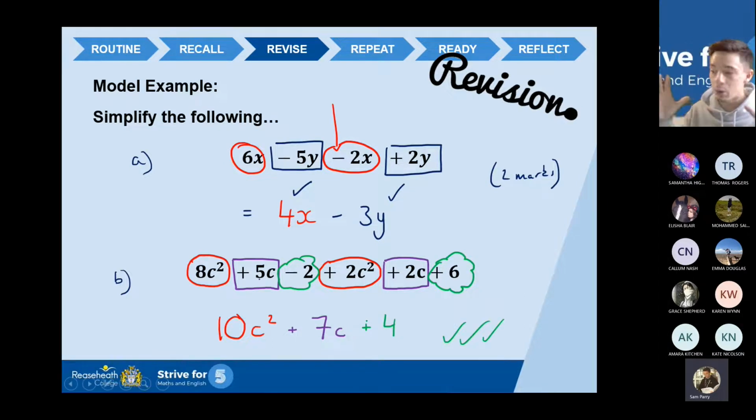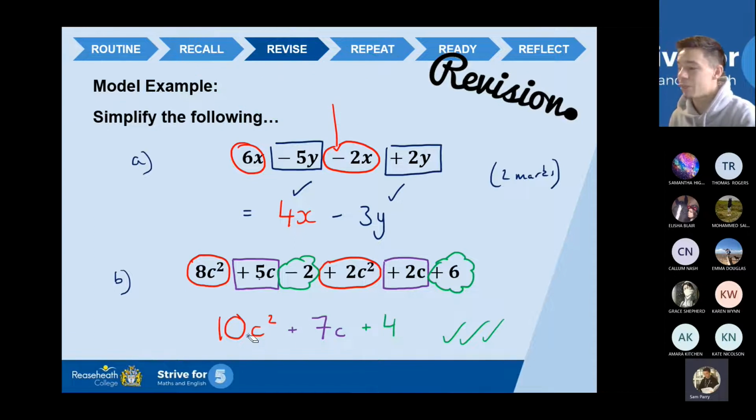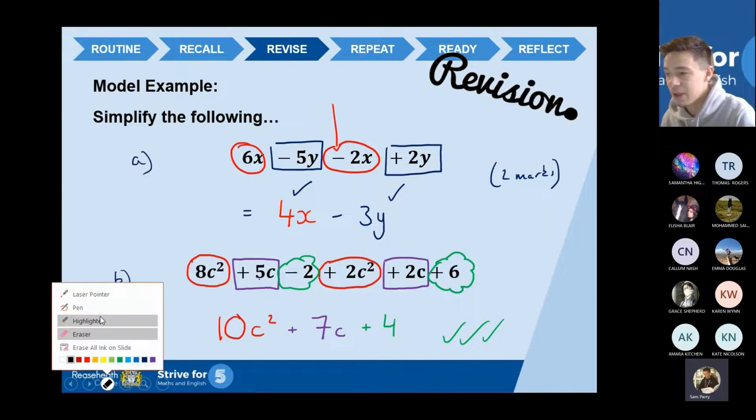Now, I'm not putting it all together. I'm keeping my c squareds and my c separately. They're different, okay? These two, c squared and c, they do not belong together. No. Okay? They have to stay separate. We do not put them in the same group. Really important to remember that. Okay? Now, that's essentially it. I've grouped them together based on their collectives, and then we're good to go.